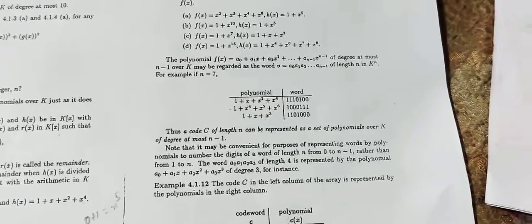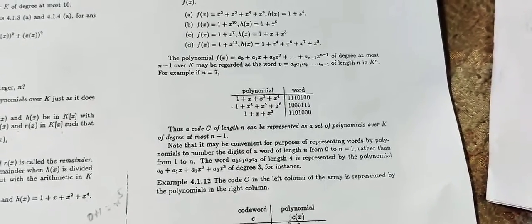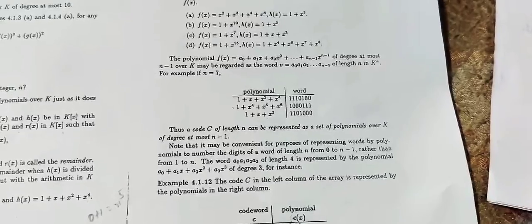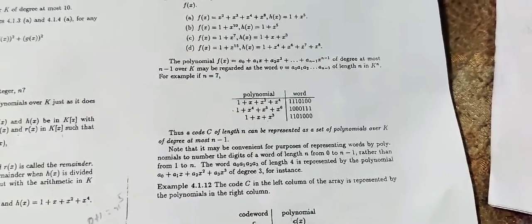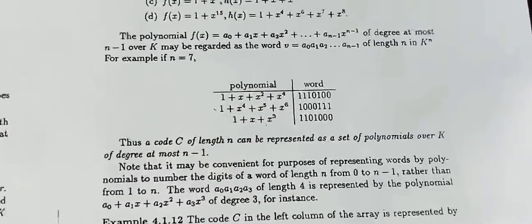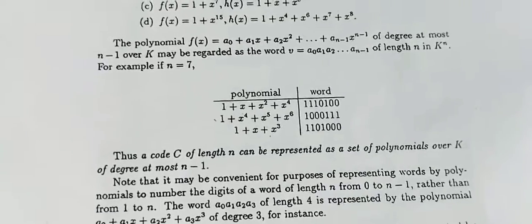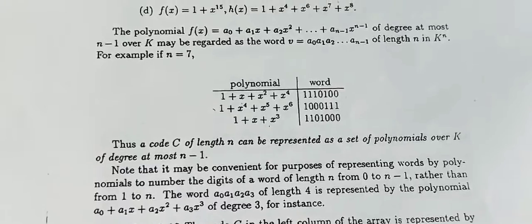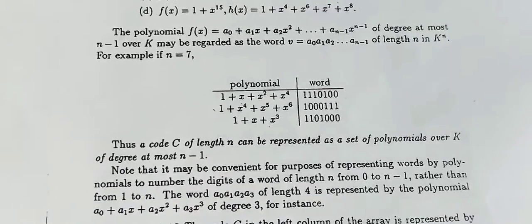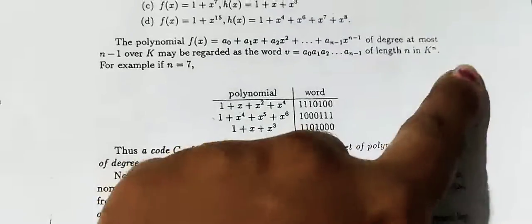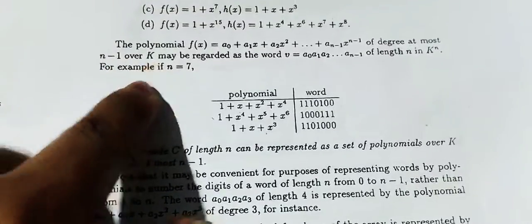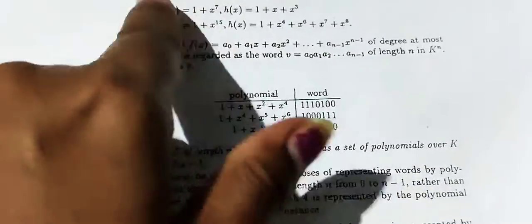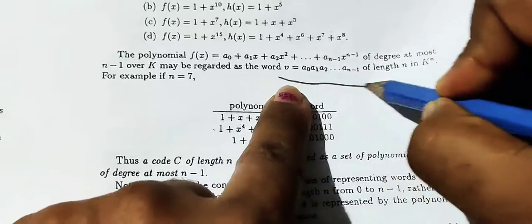Next section, we discuss how a polynomial is converted into a word and how a word is converted into a polynomial. Here f of x is a polynomial of the form f of x equals a naught plus a1x plus etc. plus a n minus 1 x raised to n minus 1, of degree at most n minus 1 over k. This is the polynomial which is converted into a word v.